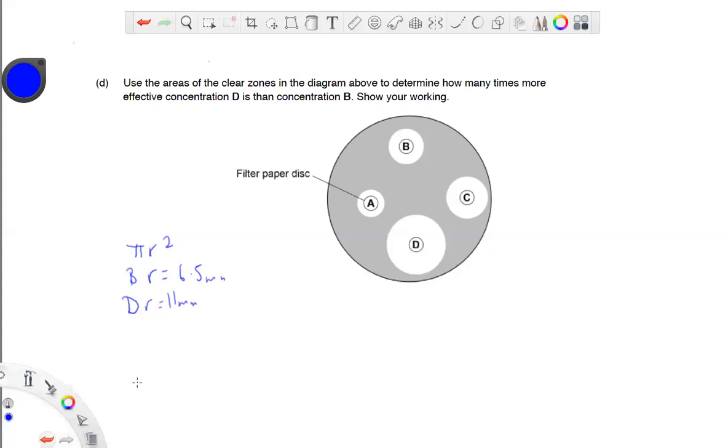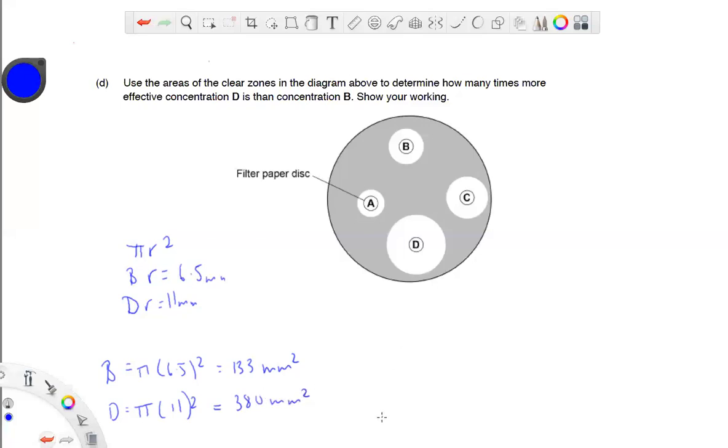So if I'm going to do pi r squared for B, B is going to be pi 6.5 squared, and D is going to be pi 11 squared. And for B, I get 133, units please, millimeters squared. And for D, I get 380 millimeters squared.